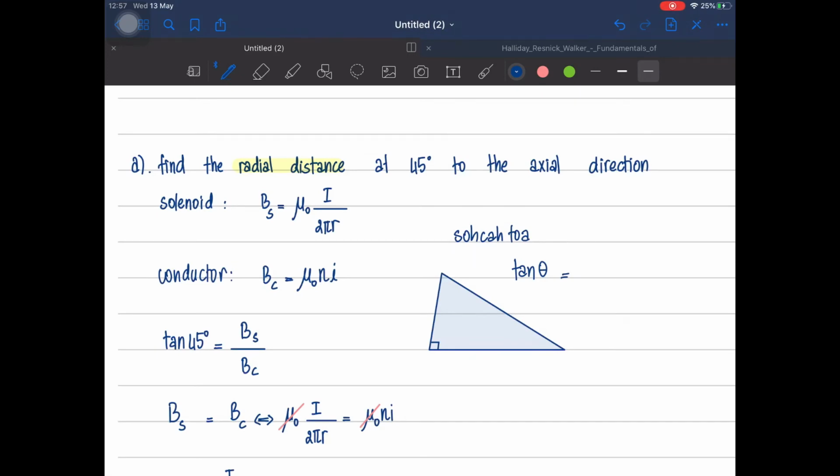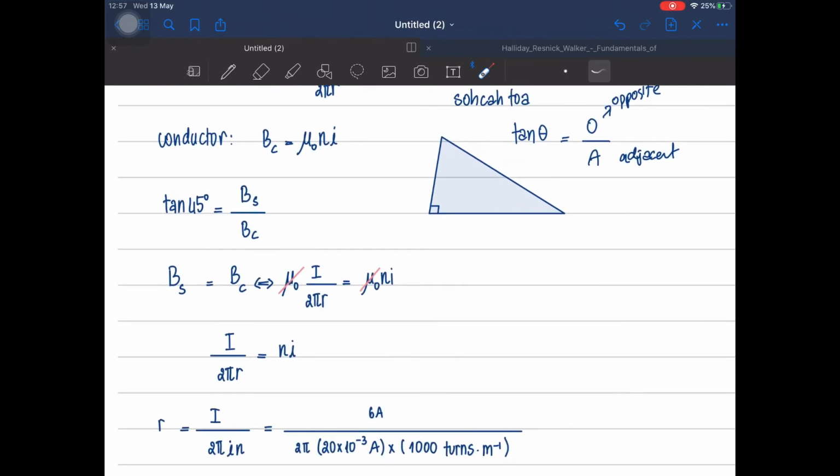So this one is O. What does O stand for and what does A stand for? O stands for opposite and A stands for adjacent. Opposite, and this is the adjacent. So here we go. We have Bs as the opposite and Bc as the adjacent. And here we have the two values that are equal because tangent of 45 degrees is 1. So we cancel everything that is similar and we have this one remaining. Therefore we can find R in this problem.